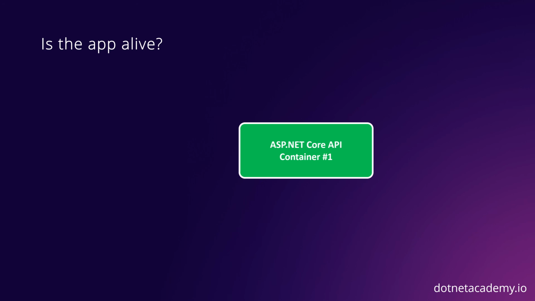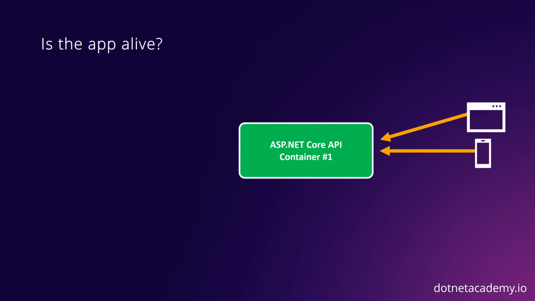To understand what health checks are and why they are important, let's start with a basic question. How can you tell if your backend application is alive? Can it respond to your clients? Here we have our ASP.NET Core API currently running as a container in the cloud. This API is designed to serve multiple clients. Both desktop and mobile devices are sending requests to it.